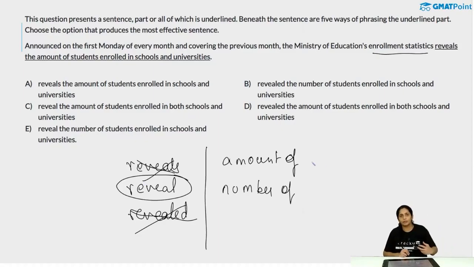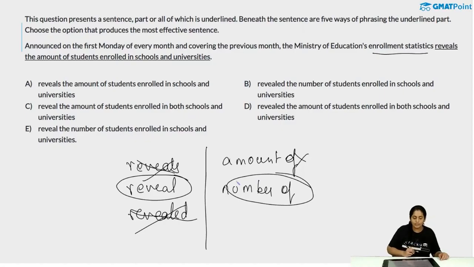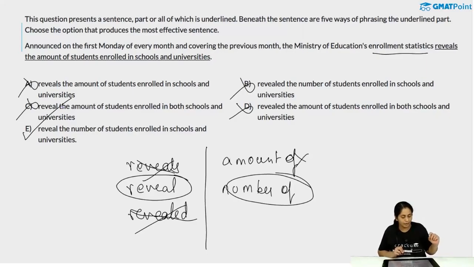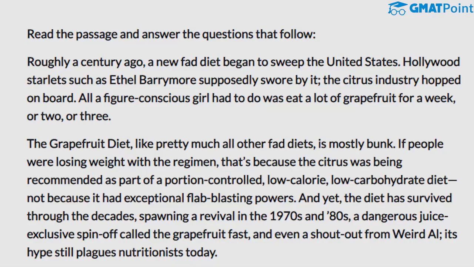When you have countable nouns like students enrolled in schools and universities, you can count how many students are enrolled. In that case, you should use number and not amount. So amount is incorrect, number would be the right choice. So let us remove reveals, revealed, and this. So two options are there, amount of, number of. Amount of is incorrect, number of is correct. So the right option is option E, reveal the number of students enrolled in schools and universities. So the correct answer is option E.